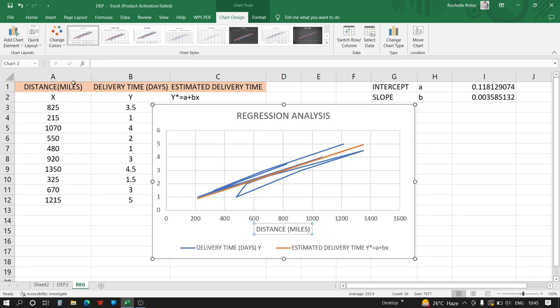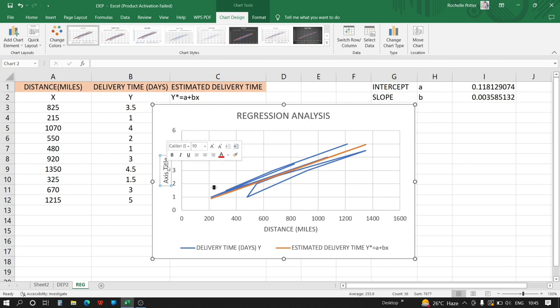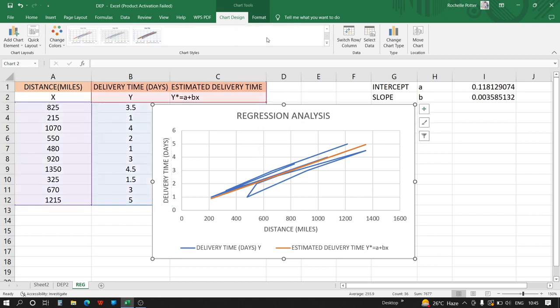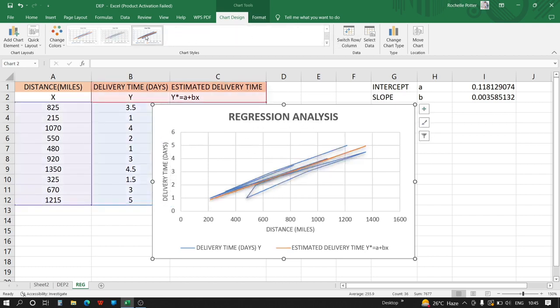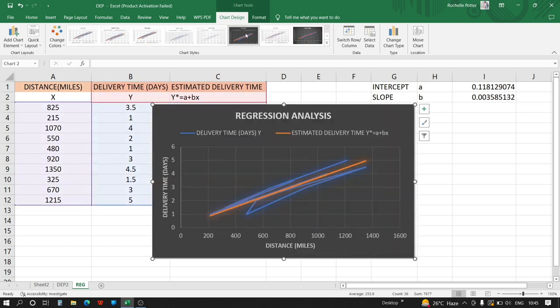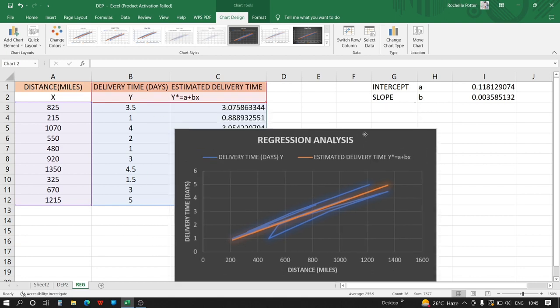And this is delivery time. It is in days. So this is all what we have to do. Change the colors. Perfect. Now this question is done.